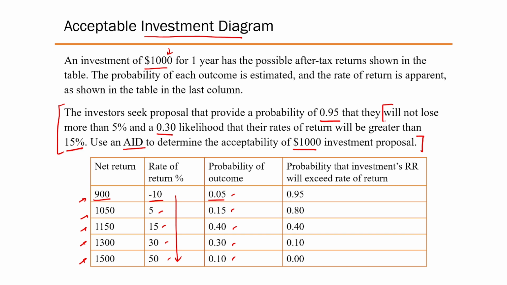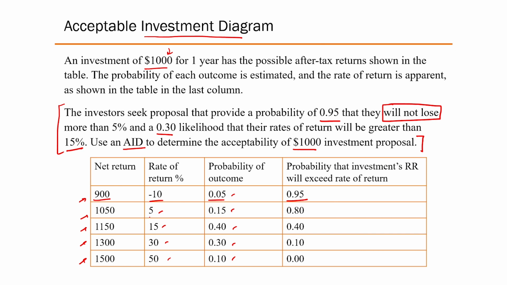Now pay attention here. Since we're talking not about making money, but more about not losing money, I have calculated the cumulative probability in a reverse manner, not simply adding from here to here, but going from top to down. To keep it simple, you could reverse it also and then plot your diagram accordingly. So if there's a 5% chance that your rate of return will be minus 10%, then there is a 95% chance that your rate of return will be greater than minus 10%. That statement makes sense?